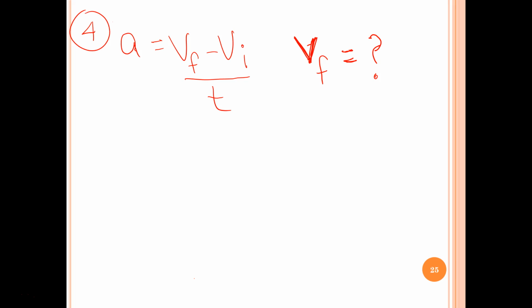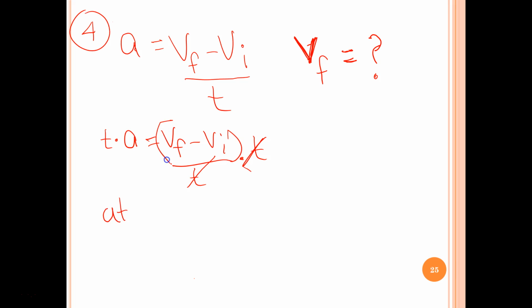So notice in this case, what we want to do is first multiply both sides by t, because we want to get that t out of the denominator. And instead of writing TA, what you'll mostly see, because this stuff is often written in alphabetical order, is AT. So we removed it from the right-hand side, keeping in mind that we multiplied this entire right-hand side by t. And we're left with AT equals VF minus VI.